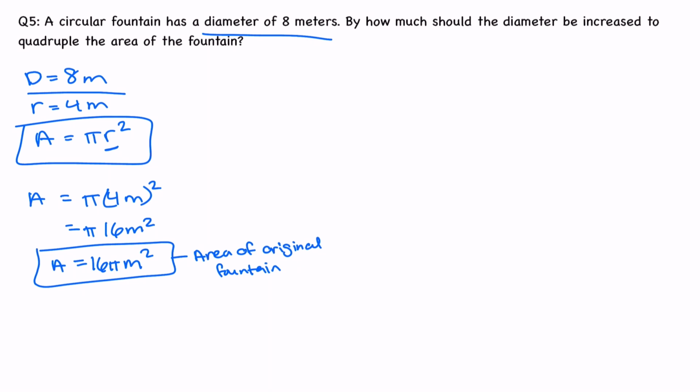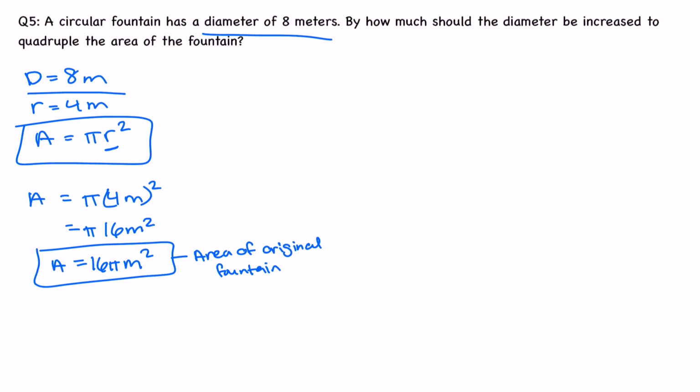Now we want to figure out by how much the diameter should be increased to quadruple the area of the fountain. So if we figure out what quadruple this area is, we can then figure out the radius needed to make it that big. And then once we figure out the radius needed, we can figure out the diameter that was needed to make it that big. And then once we figure out that diameter, we can figure out how much bigger that diameter is from our original diameter. Okay, so that was a lot of talking, so let's just do it.